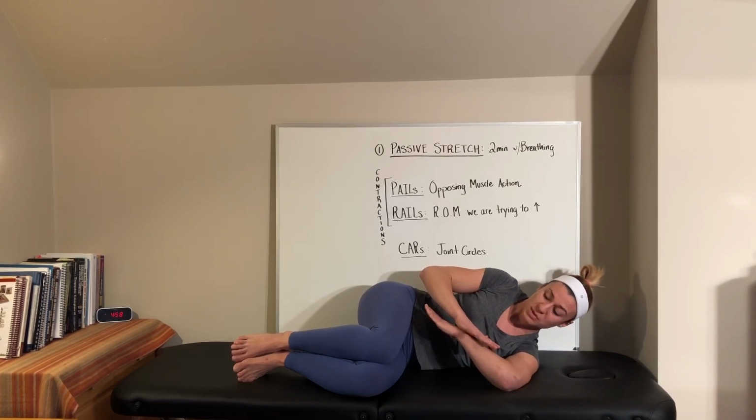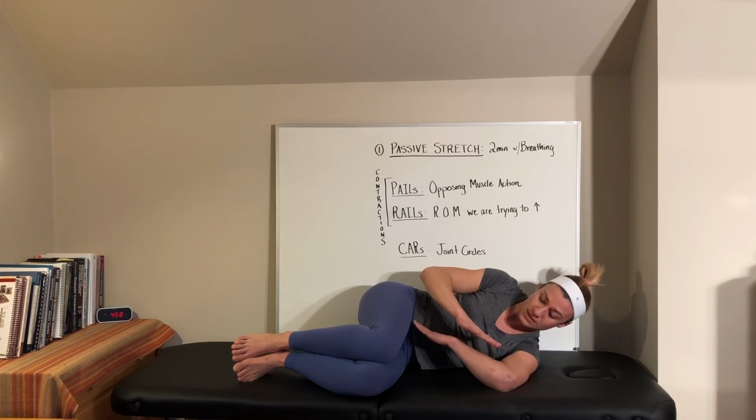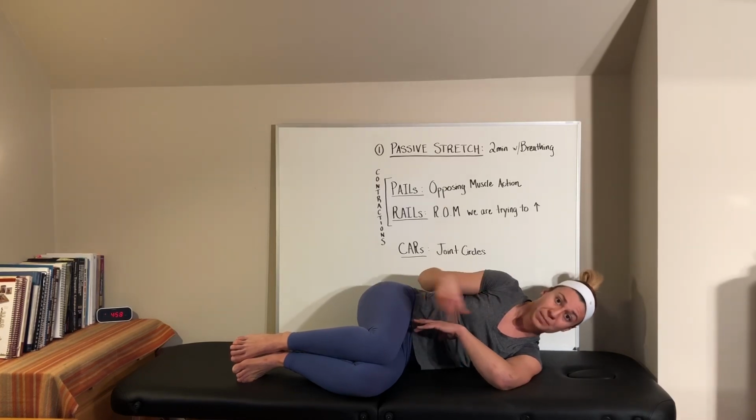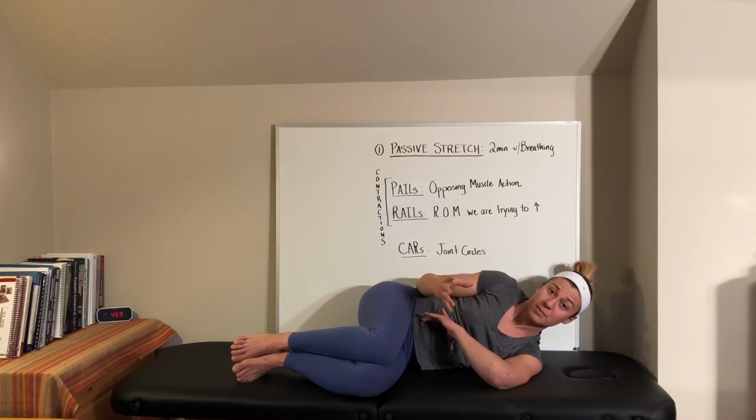My RAILs contraction would be me trying to pull away from my own hand, trying to go deeper into shoulder internal rotation. So the movement we're trying to expand and gain more range of motion in. Same thing here, we'd hold for 10 to 15 seconds, or the prescribed amount of time, before repeating our PAILs and RAILs contractions and cycling through those two contractions back to back for the prescribed amount of reps.